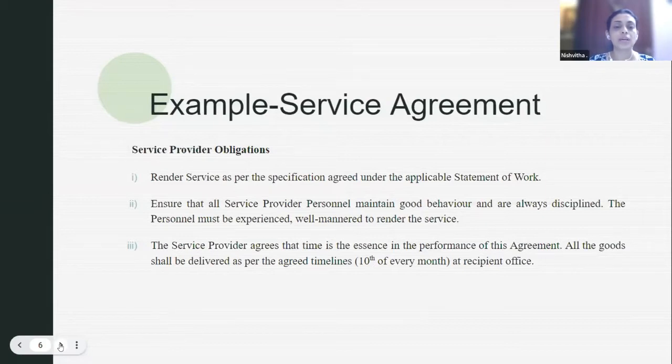The service provider agrees that time is the essence of performance of the agreement. All goods shall be delivered as per. So all these three are different ways of drafting your obligation clause. Universally accepted is shall, but others have also given you must and agree, and you can use them whenever you structure a respective sentence. Okay. Any questions on obligation, general obligations?